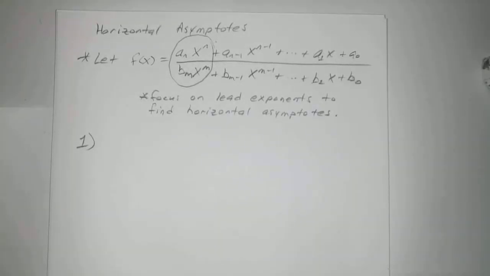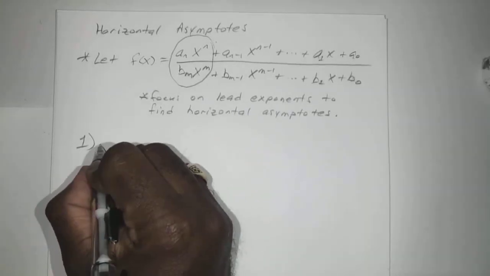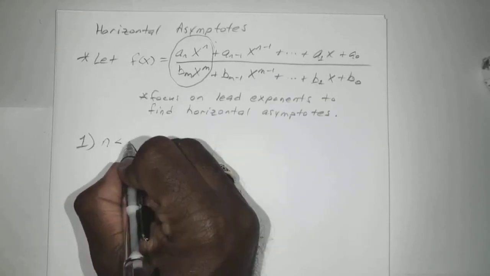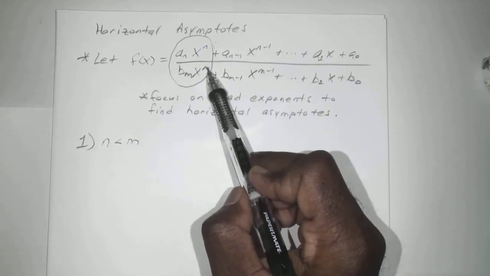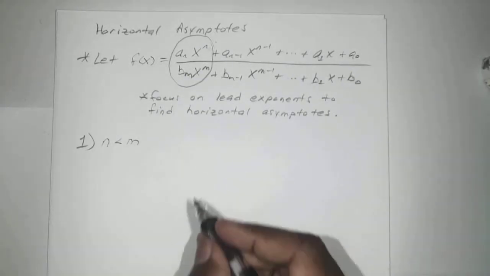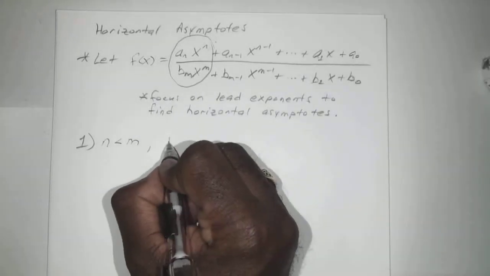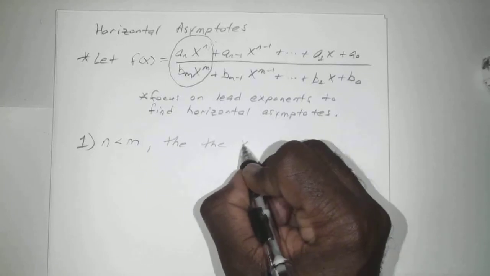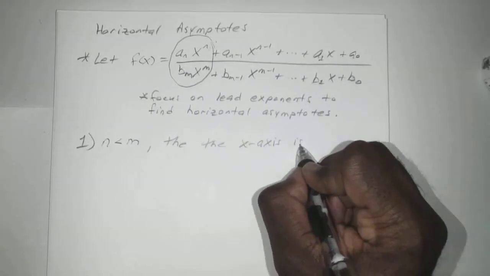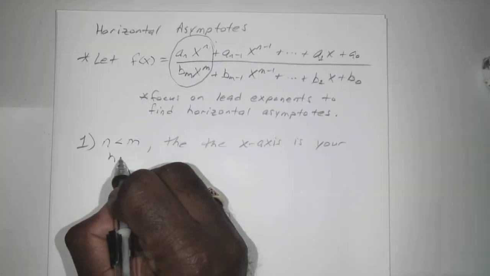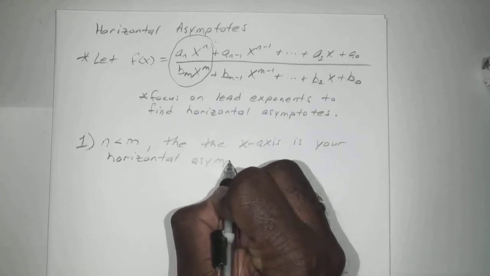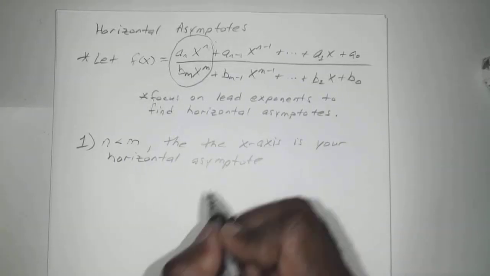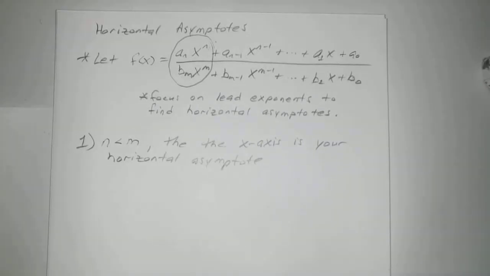What if your numerator lead exponent is bigger than your denominator lead exponent? I mean, less than, rather. So let's say n is less than m. Your numerator exponent is less than your denominator exponent. If that's the case, then the x-axis is your horizontal asymptote. That just means your graph will not cross the x-axis. That's all it means.